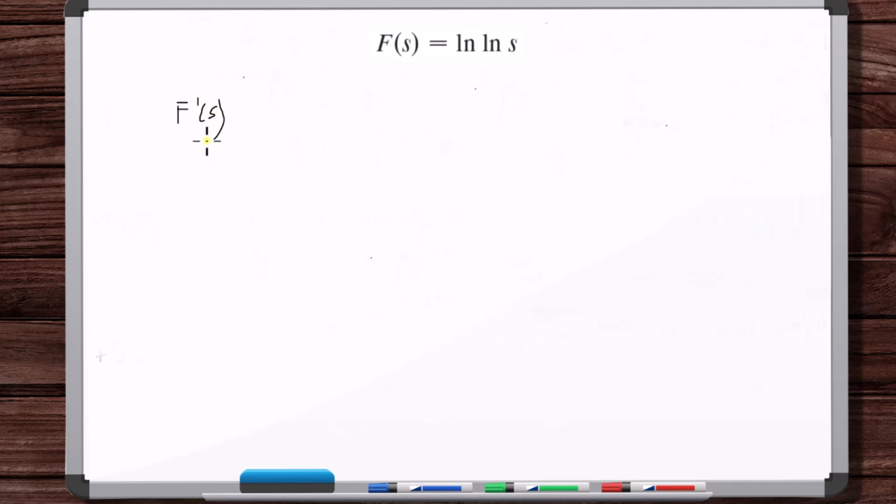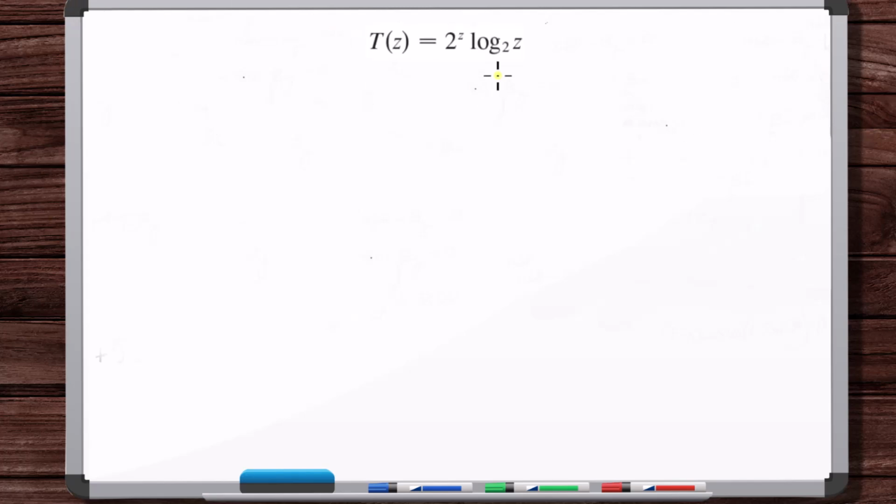F prime of s. So just like a double chain rule, or maybe just, we'll see. Okay, so what is the derivative of the natural log of something? It's 1 over that something times the derivative of that something. What is the derivative with respect to x of natural log of s? It's 1 over s. So this is an easy one. That's the derivative.